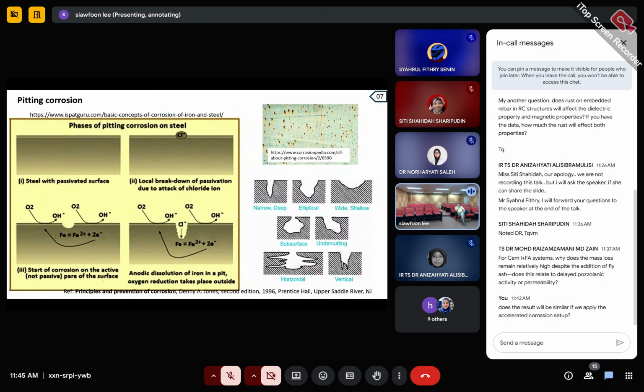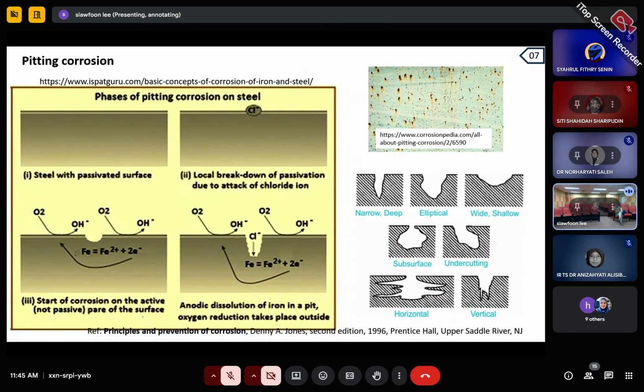Okay. Last question from the same Mr. Shahrul Fitri: will the result be similar if we apply the accelerated corrosion step? You need to understand why in the laboratory people apply accelerated corrosion. Of course, the result will be different when you apply accelerated corrosion.